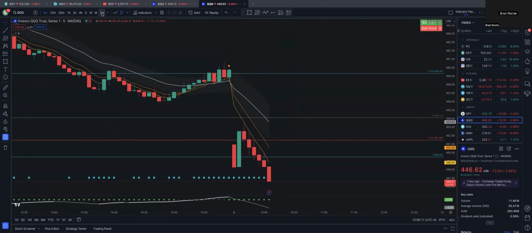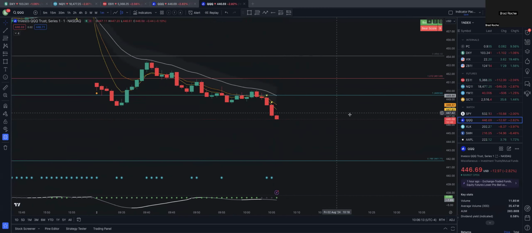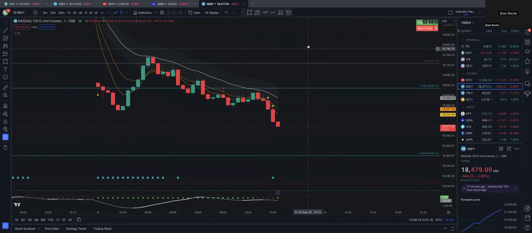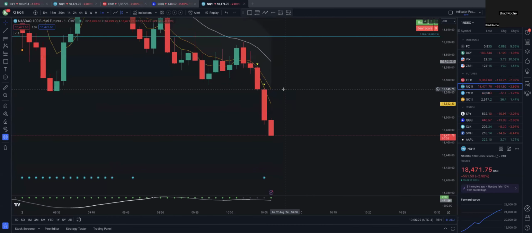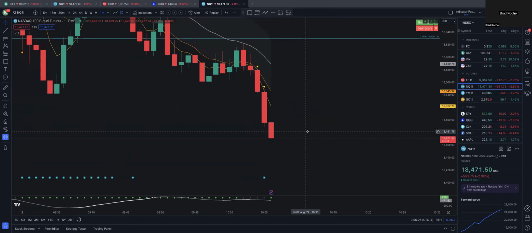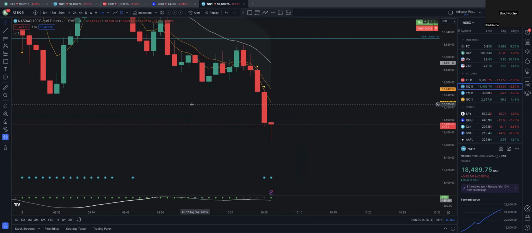QQQ. There was your 1-minute sell signal, which you could have used as your way to participate in the short. And that was almost a 100-point drop in 2 minutes. So 545 to 468. It's a really nice drop.